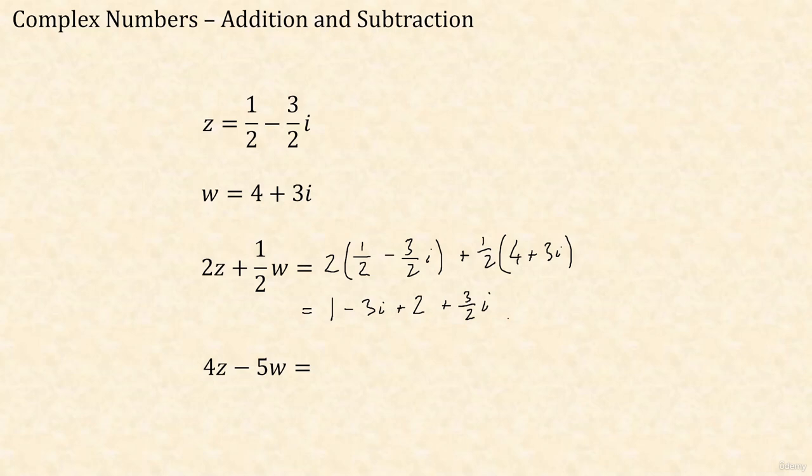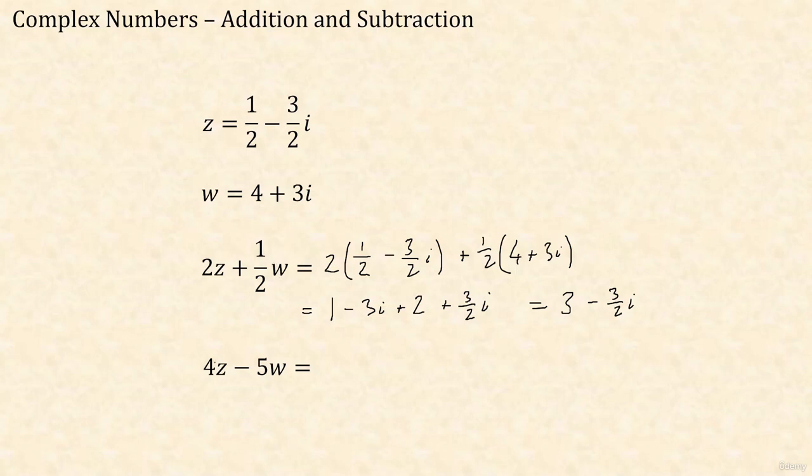And now I just need to gather up my terms. So my real terms are 1 and 2, that's 3. And my imaginary terms is negative 3i plus 3 over 2i. Well, negative 3 plus 3 over 2 is negative 3 over 2, so negative 3 over 2i. And so there's my answer to 2z plus half w.